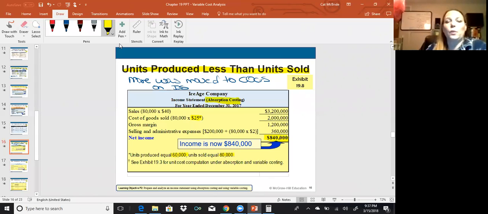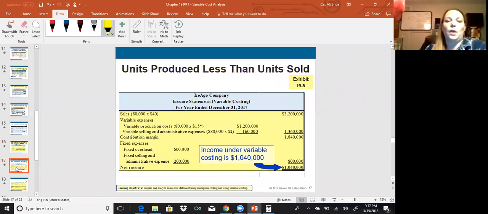So now let's look at what happens if we use variable costing instead. With variable costing, our cost of goods sold is $15 instead of $25. Where's the other 10?